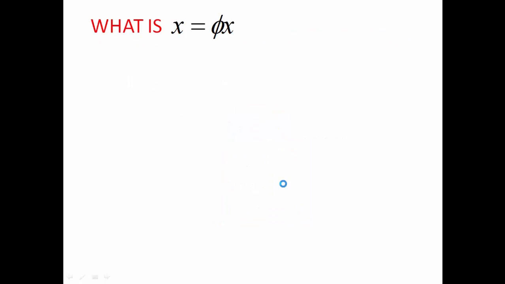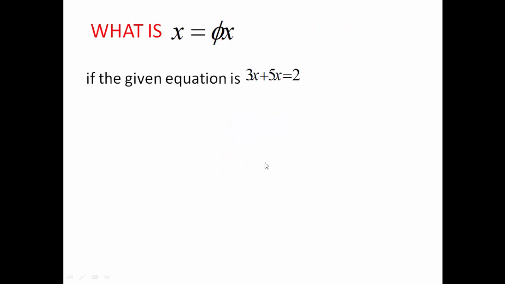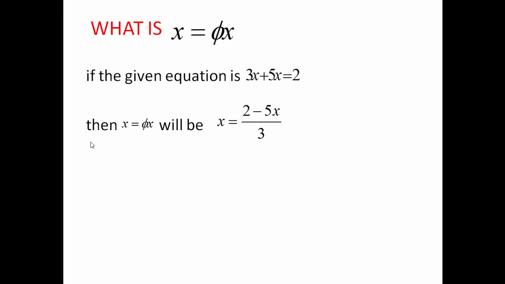So what is x equals phi x? If the given equation is 3x plus 5x equals 2, then x equals phi x will be x equals (2 minus 5x) upon 3. That means all the other things will be on the other side and 1x will be on one side.